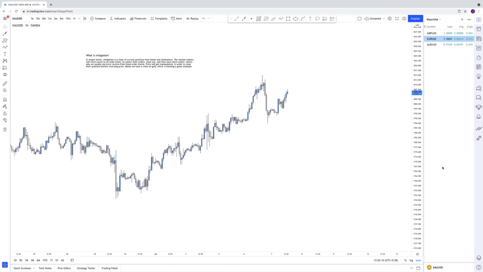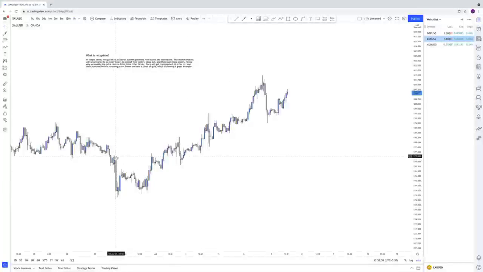But price will usually get manipulated in order to close out their positions before reversing price, as just mentioned. So below we have a chart of gold, which is showing a great example. So what we're going to do is go through this chart and identify where mitigation takes place. So if we just start from the bottom and work our way up from this whole move, as we can see, we're clearly trending to the upside, higher highs and higher lows.